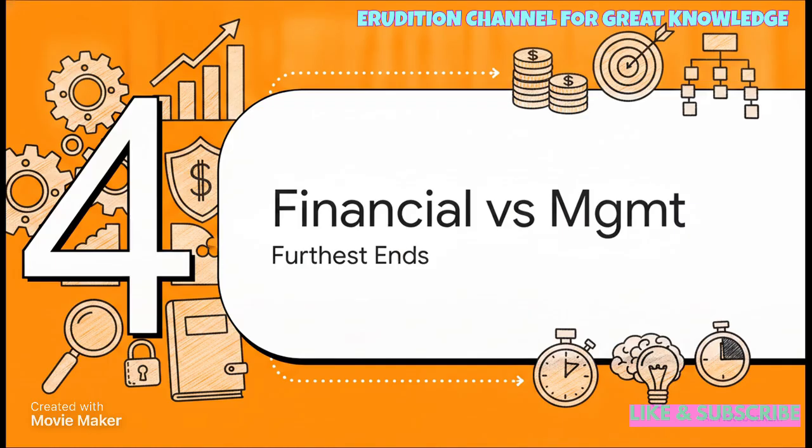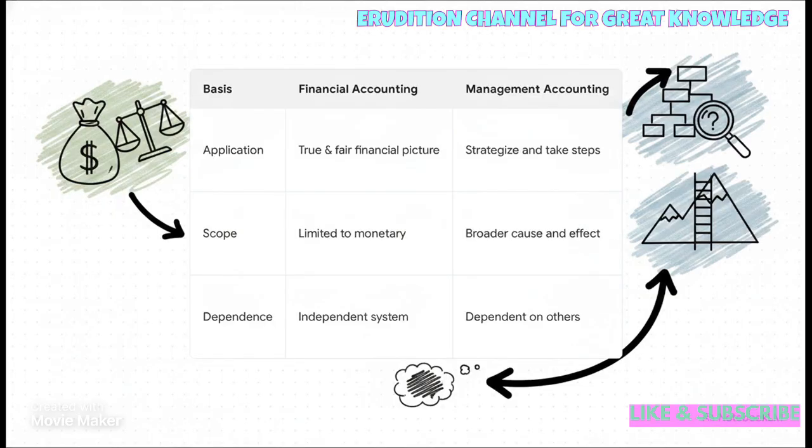Let's tackle our final comparison in Section 4, financial versus management accounting, the furthest ends of the spectrum. This is where you really see how radically different these systems are. Financial accounting's role is strictly limited to finding out the ultimate result, that true and fair picture of profit and loss, strictly in monetary terms. Management accounting goes a massive step further. Basically, it begins where financial accounting ends. It has a much broader scope that digs into the cause and effect relationships behind those financial numbers, so that management can actually take meaningful, strategic steps forward.